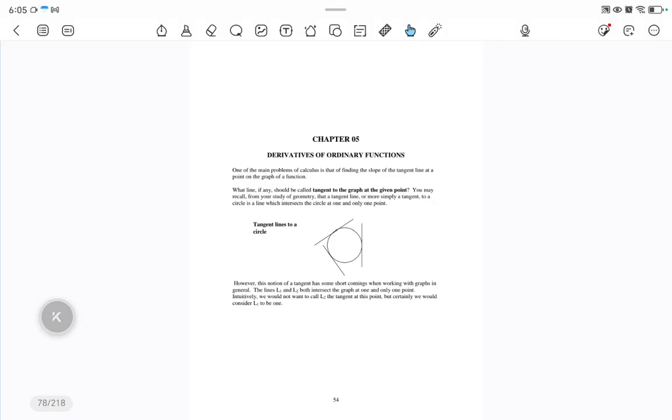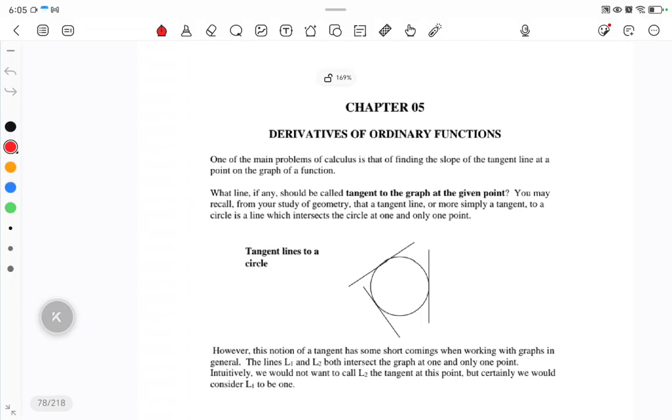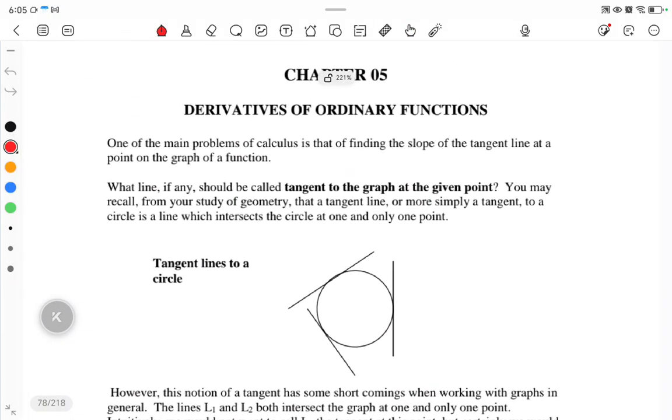Looking at the chapter, we're going to start by revising certain parts of grade 12 that some of you might have done. I think everyone who was doing maths did this. Now I'm going to try to read it and hear what they say. They say one of the main problems of calculus is that of finding the slope of the tangent line at a point on the graph of a function. So we're going to be looking at the tangent line, which will just be a revision.